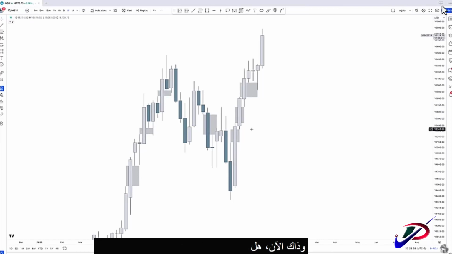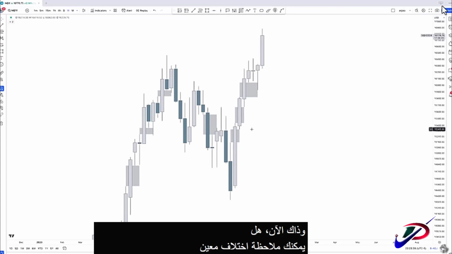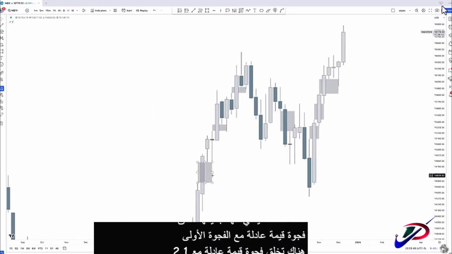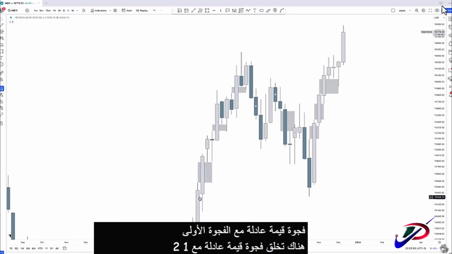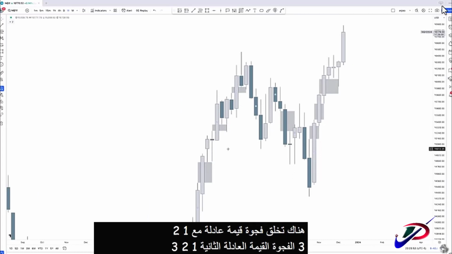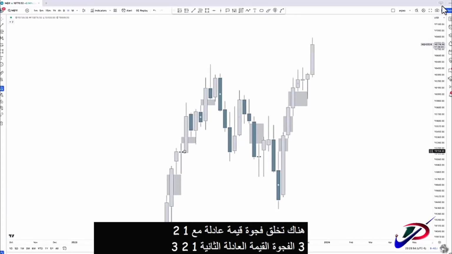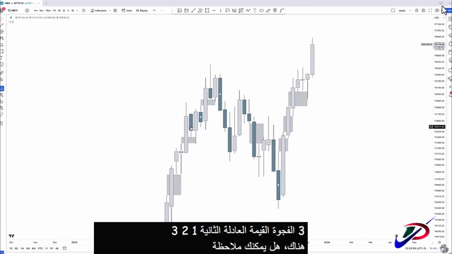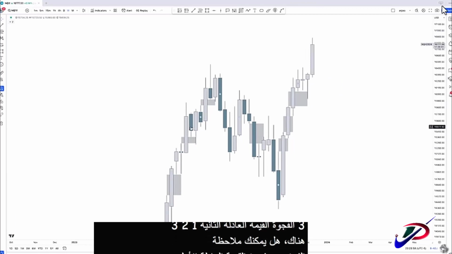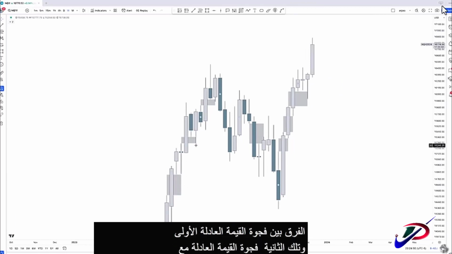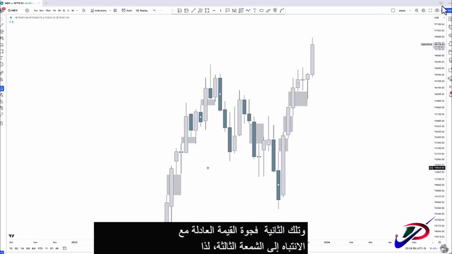Now, can you notice a certain difference right here, where they all have the 3-candle pattern, meaning they all create a fair value gap? With the first one right there, creates a fair value gap with 1, 2, 3. The second fair value gap, 1, 2, 3 right there. Can you already notice a difference between that first fair value gap and that second fair value gap? With paying attention to the 3rd candle.